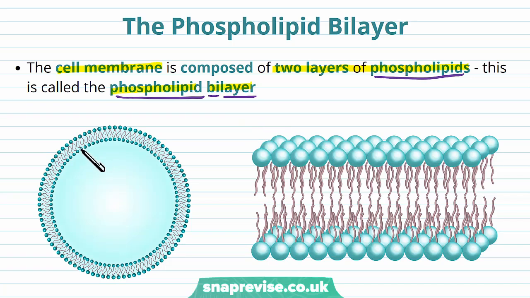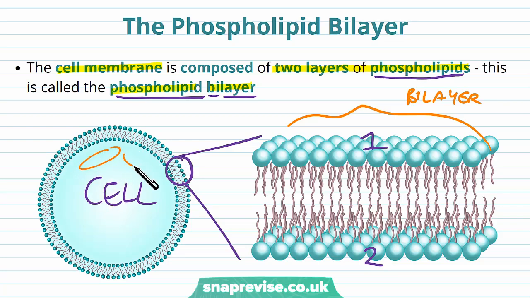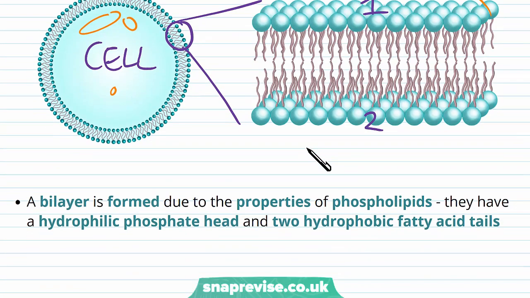If we were to say this was a cell, and we zoomed in on part of the membrane here, what you would see is layer number 1 and layer number 2. And they're kind of mirroring each other, but each one is made up of lots of phospholipids. And because there's two layers, we call this a bilayer. So this is found in the cell membrane and also the membrane of organelles inside the cell too.